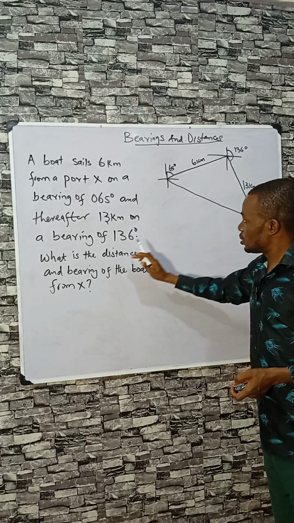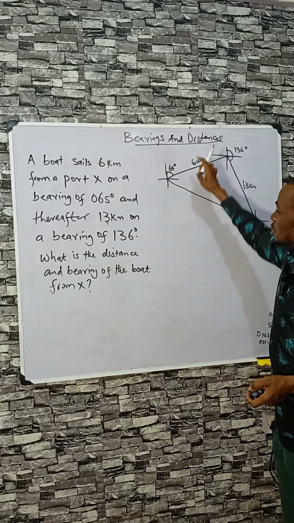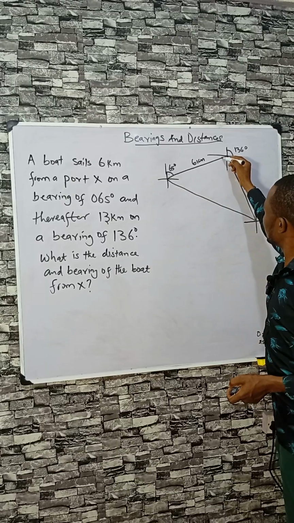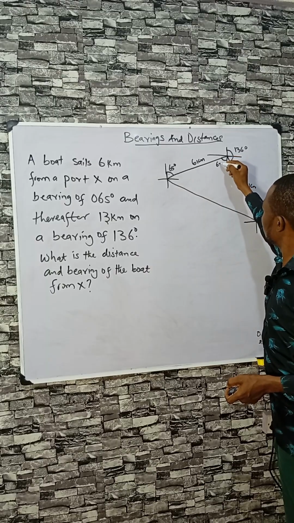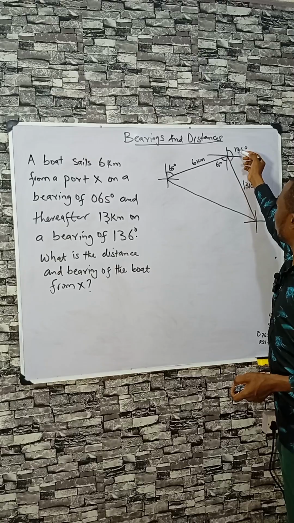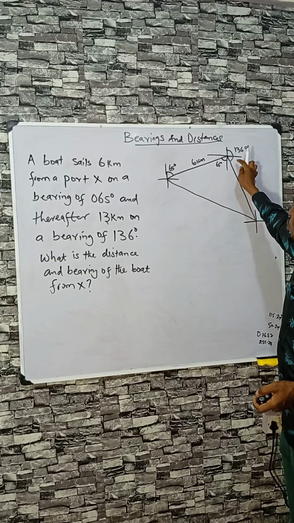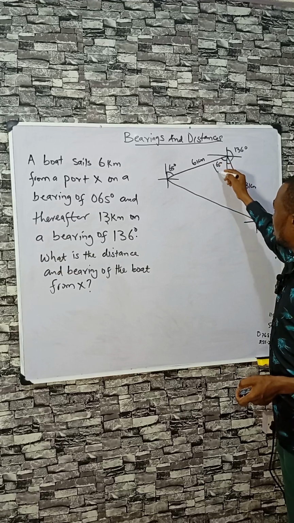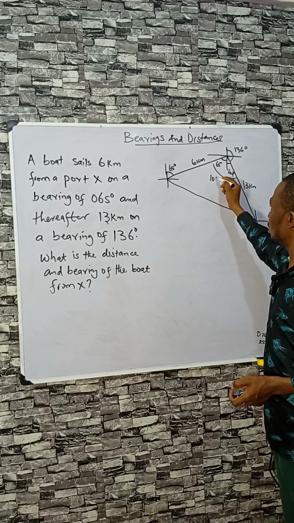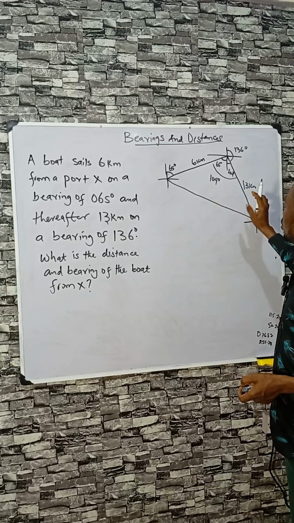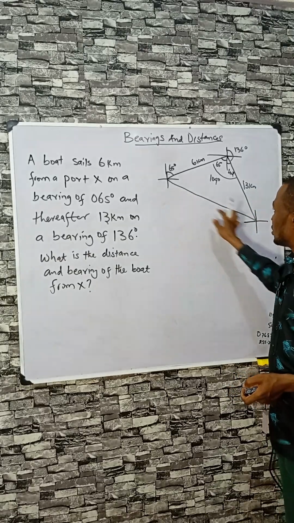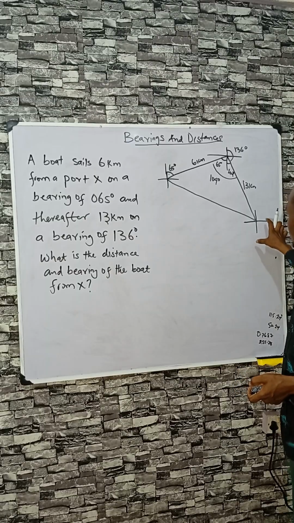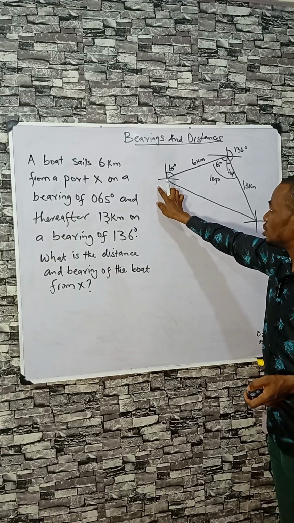We are told that the distance is 13 kilometers. Here is 6. Now this angle and this angle are the same, 65 degrees, alternate angles. Now 180 minus 136, what is left is 44 degrees. So if you add the total angle here, you have 109 degrees. So we have to find this distance and the bearing of the ship from the port, the initial point they started.